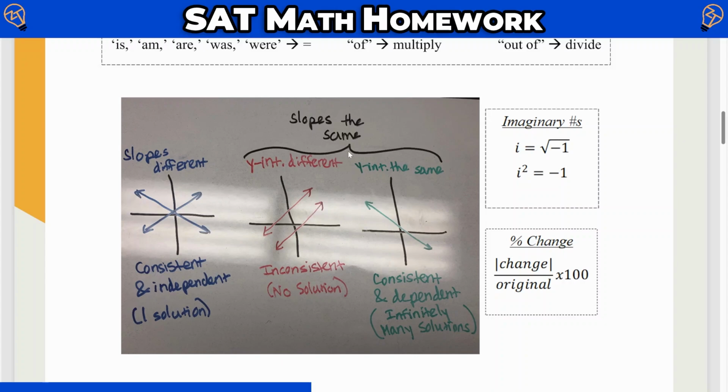If, however, not only are the slopes the same, but the y-intercepts are the same as well, then we know that there's going to be infinitely many solutions because it's going to be the same line on top of itself. So they're going to have every single point in common.